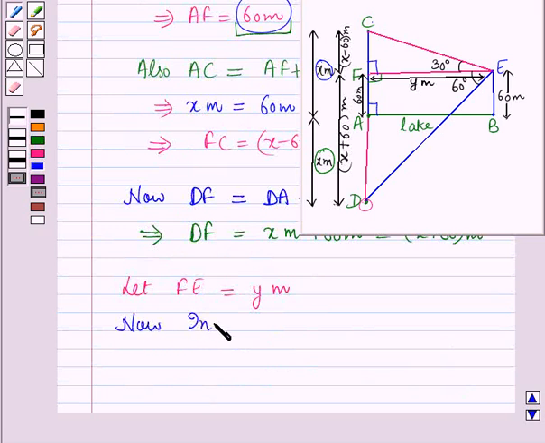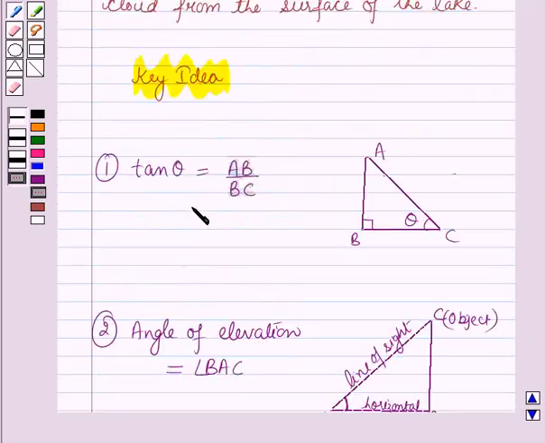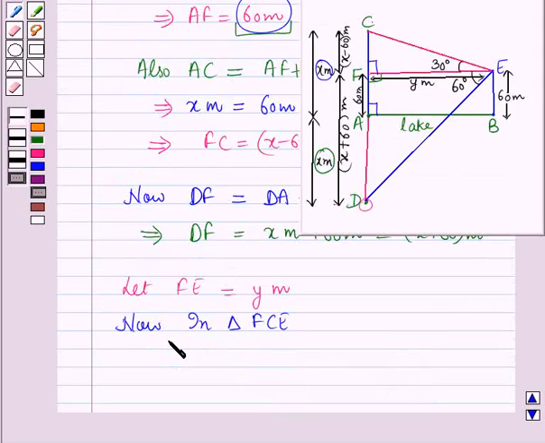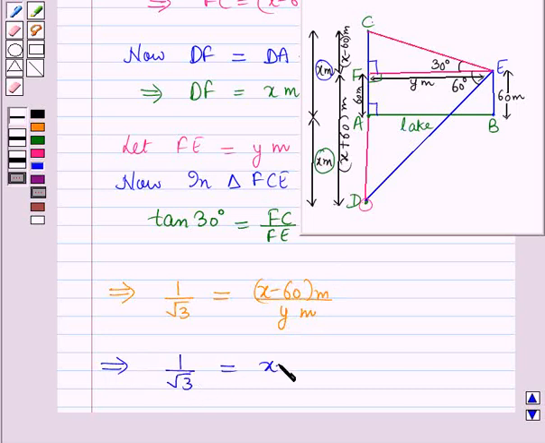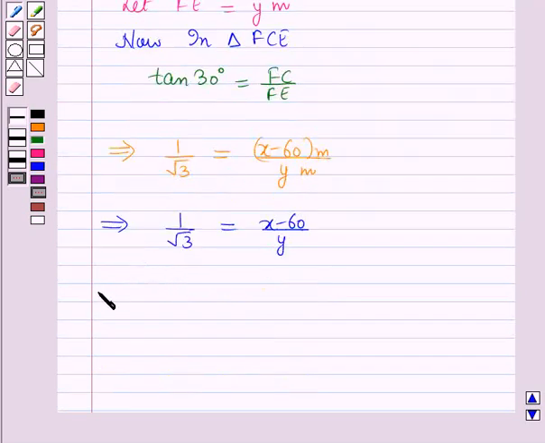Now in triangle FCE, by using the result given in the key idea, tan 30 degrees is equal to perpendicular over base, which is FC over FE, which implies tan 30 degrees, which is 1 by root 3, is equal to FC, which is x minus 60 meters, over FE, which we have taken as y meters. This further implies 1 by root 3 is equal to x minus 60 over y, which on cross multiplying gives y equal to root 3 into x minus 60 the whole meters.